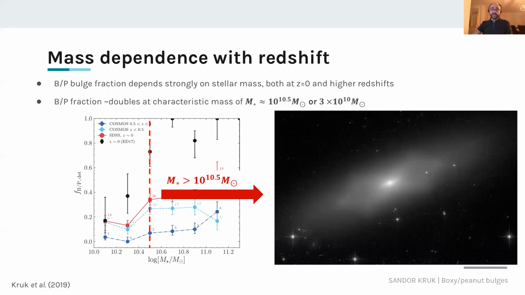This characteristic mass corresponds to 3 times 10 to the 10 solar masses, the same found by other observational studies where galaxy properties and physical processes change significantly. So we can add a new property of galaxies that change at this characteristic mass. That is the formation of Boxy peanut structures that start appearing and dominate the overall population of these galaxies like NGC 1175 here or our Milky Way. And this characteristic mass appears to be the same up to redshift of 1.